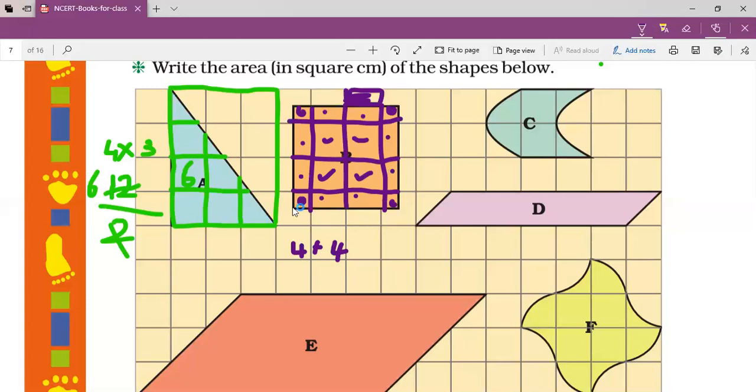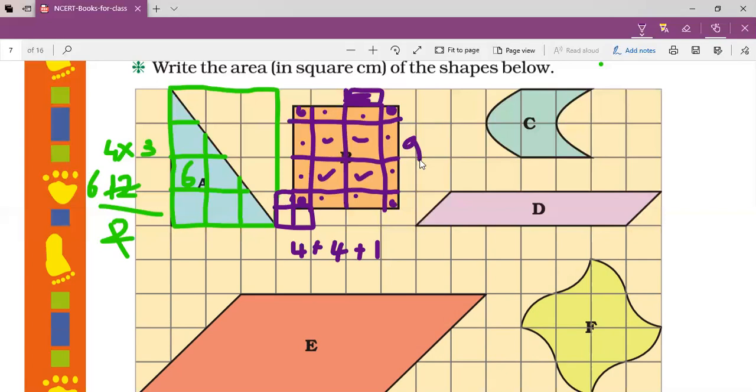Now let's see the 1/4 parts. If I draw one square like this, can you see the little 1/4 parts? If I put this 1/4 here, this 1/4 here, this 1/4 here, will I get one complete square? Yes, I will get one complete square. Now add all these: 4 plus 4, 8 plus 1, 9. So the area of this shape is 9 square centimeters.